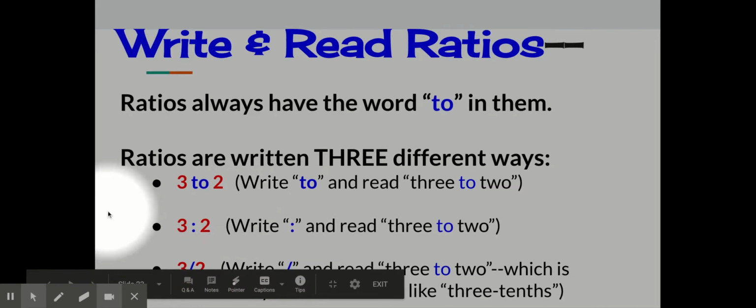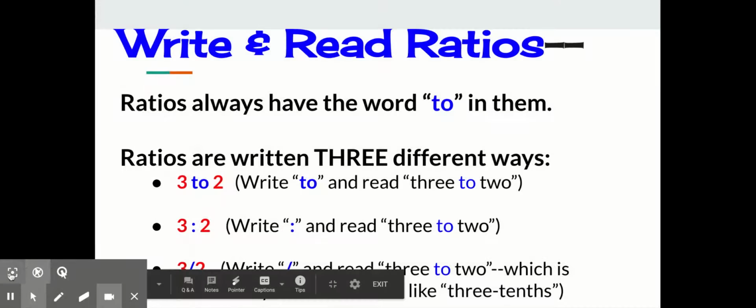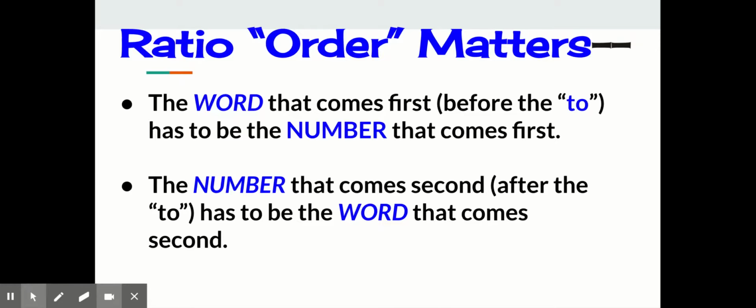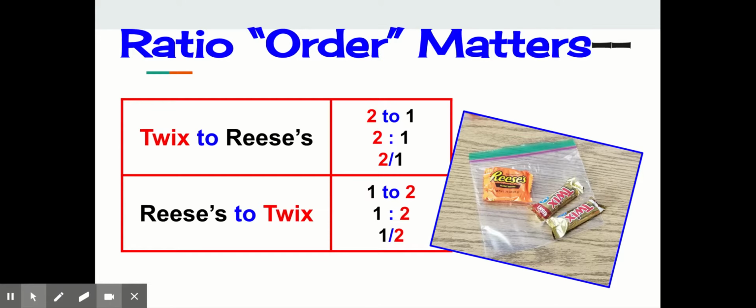That's tricky about ratios. We have to know the context in order to know if we're talking about ratios when they look like fractions like that. That's very tricky. Now, ratio order matters. When we're talking about ratios, the word that comes first has to correspond to the number that comes first. And the number that comes second has to correspond to the word that comes second. Is that confusing? Not to worry. After you're done, if you're confused, you can go back and read that again, and it'll start to make sense. But let me show you an example.